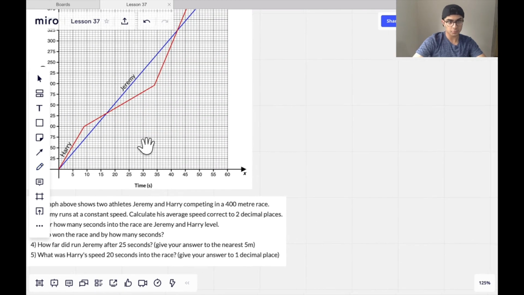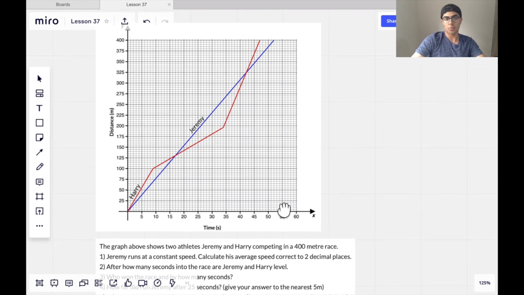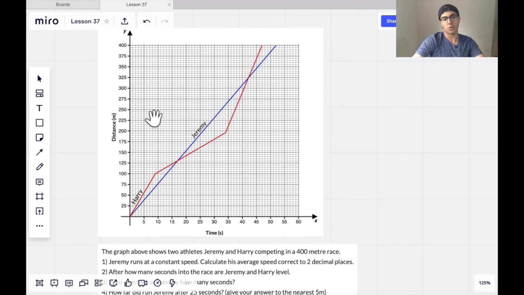Okay. The graph above shows two athletes, Jeremy and Harry, competing in a 400-meter race. Jeremy runs at constant speed. Calculate his average speed correct to 2 decimal places. So again, we'd have to know that the gradient is the average speed. With a distance time graph, you tend to start at 0. We don't even have to calculate the gradient necessarily. Well, we do have to. What we're doing is calculating gradient, right? But we know it starts at 0, 0, so our life is a bit easier.